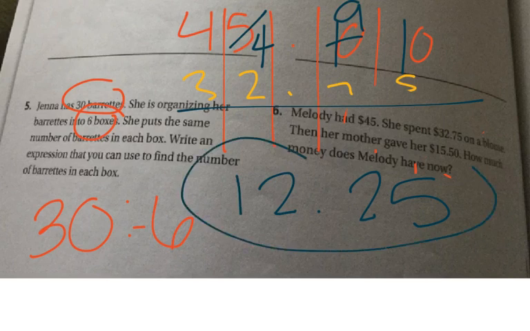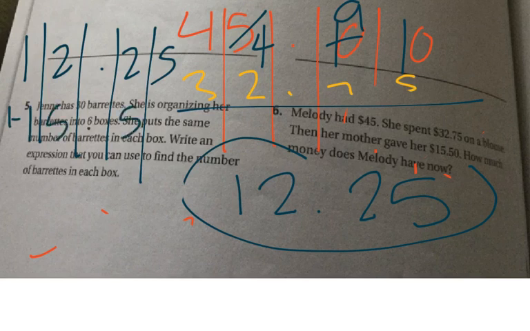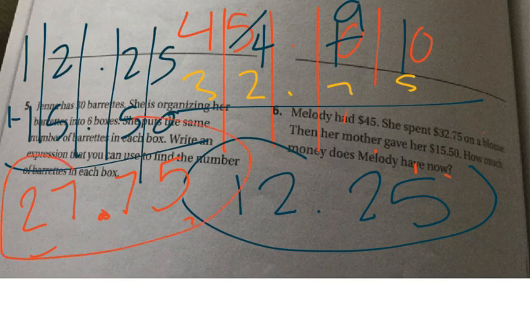So she has $12.25. But then her mother gave her $15.50. So I'm just going to use some space over here. So $12.25 plus $15.50. 5 plus 0 is 5. 2 plus 5 is 7. Bring the decimal down. 2 plus 5 is 7. 1 plus 1 is 2. So she will end with $27.75.